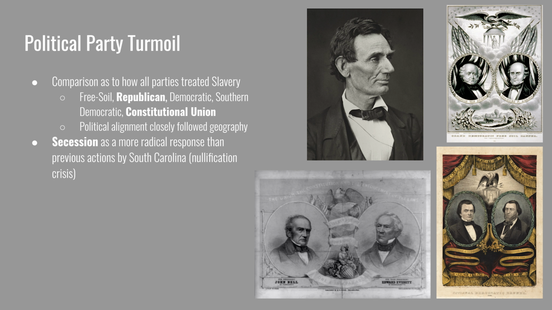Political alignments closely followed geography, so in the North there were more Republicans and very few Republicans in the South. Democrats were all over the country at first, but the Southern Democratic Party was obviously based in the South. The Constitutional Union Party in the 1860 election won a lot of the border states, a place where people would be split on the issue of slavery.